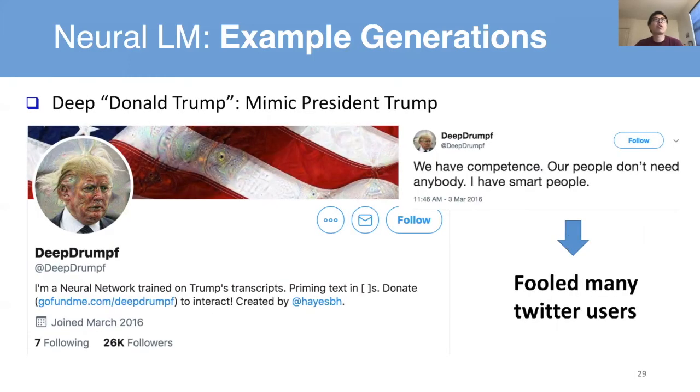There's a very interesting Twitter account, Deep Donald Trump. It tries to mimic President Trump to make some posts. It's trained on Trump's transcripts and then generates a few interesting sentences and makes a few posts every day. It actually fooled many Twitter users at the very beginning. As you can see here, it has 26,000 followers. It makes some sense by looking at this sentence. It has some Trump flavor here.